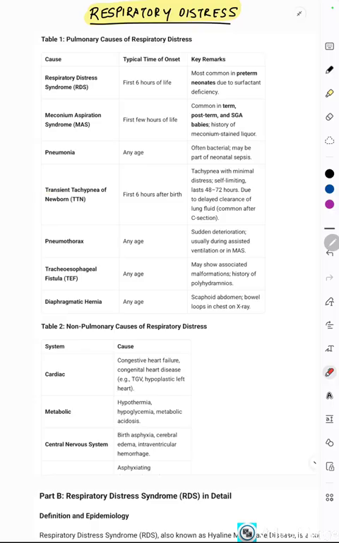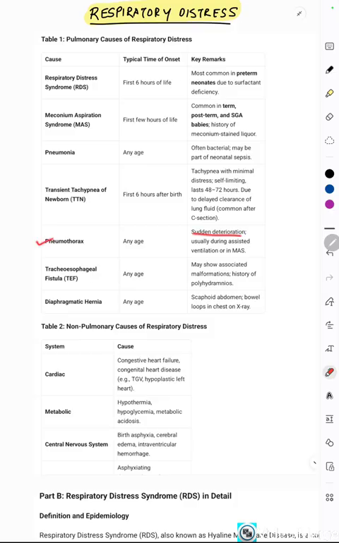Transient tachypnea of the newborn is found in the first 6 hours after birth. This is the most common cause of respiratory distress in term babies and after delivery by C-section. There is difficulty in clearance, or delayed clearance, of the lung fluids, and it is also called wet lung syndrome.